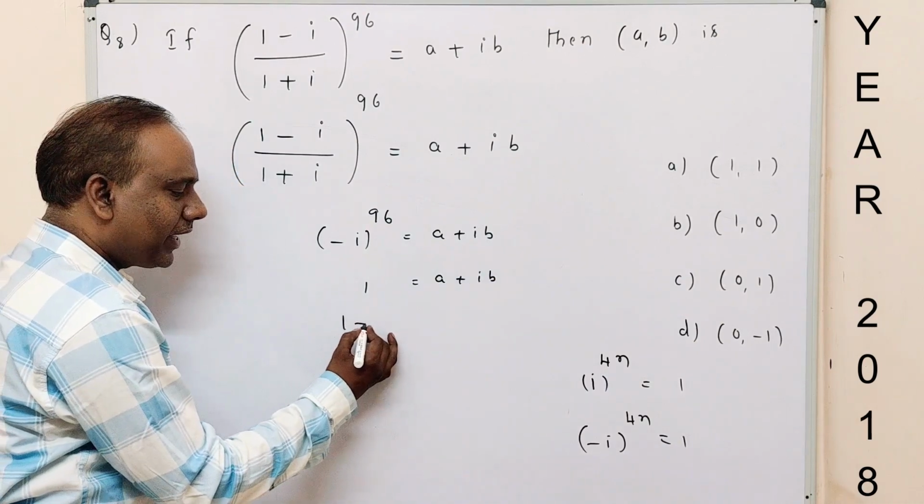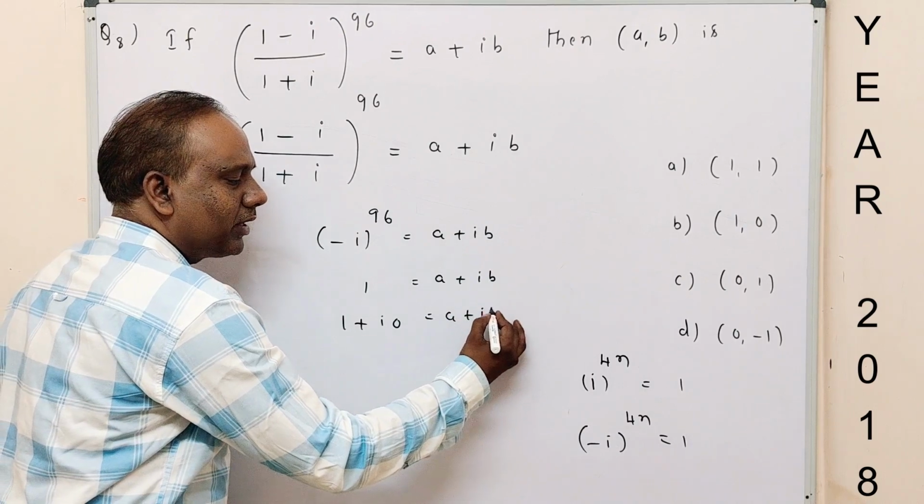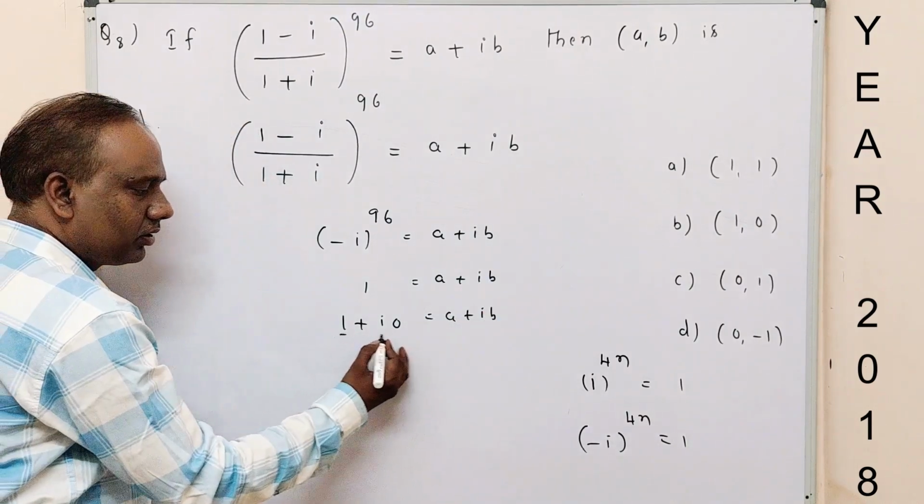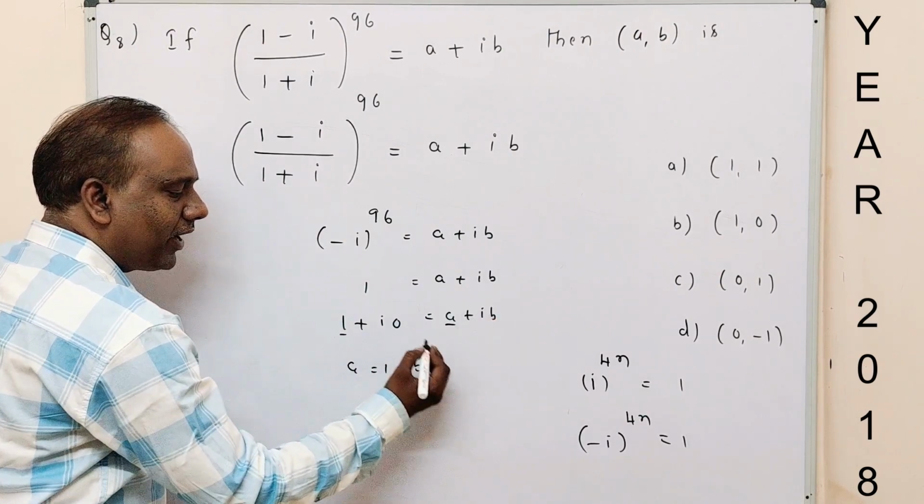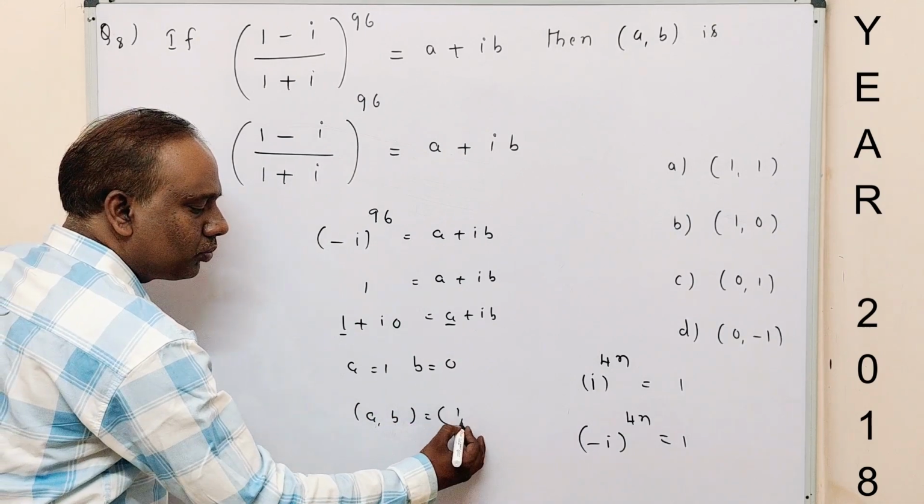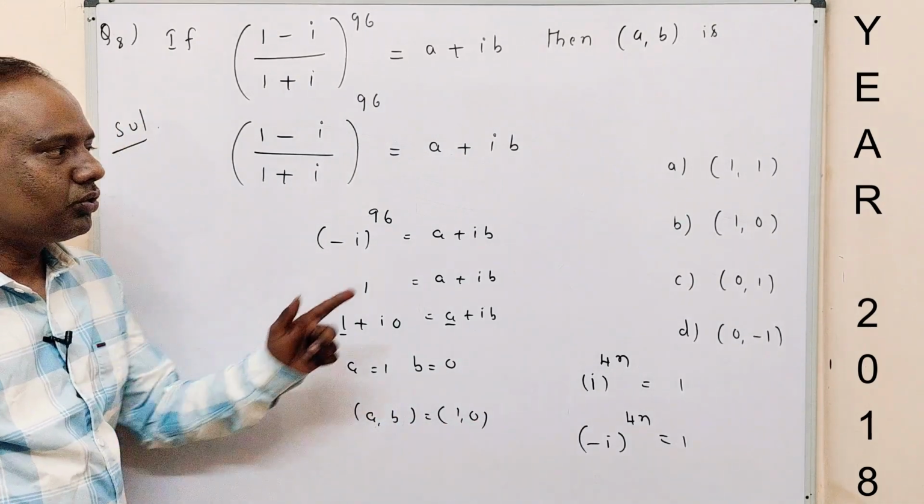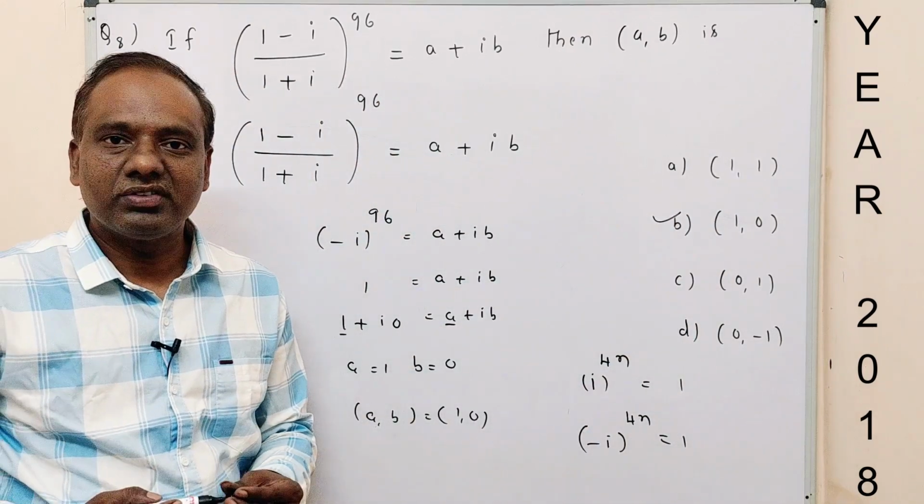Here 1 can be written as 1 plus i into 0, which is equal to a plus ib. So here the value of a is 1 and the value of b is 0. So a comma b is equal to 1 comma 0. So here option B is the correct one.